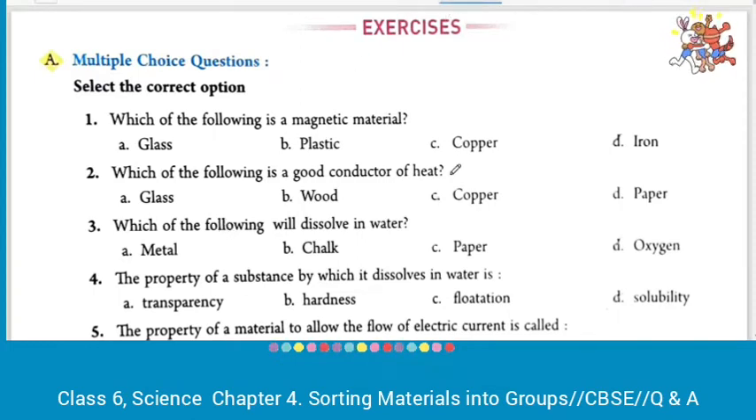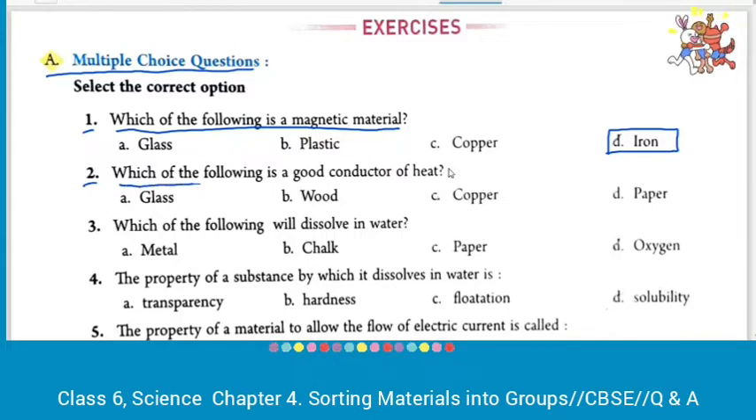Section A is related to multiple choice questions. First question: which of the following is a magnetic material? Glass, plastic, copper, iron. Iron is a magnetic material. Second question: which of the following is a good conductor of heat? Glass, wood, copper, paper. Here, the good conductor of heat is copper.